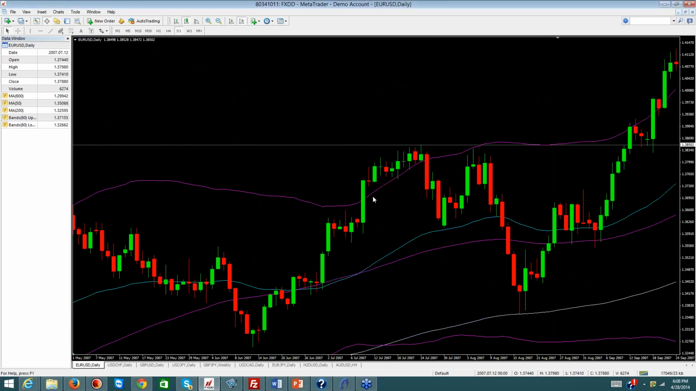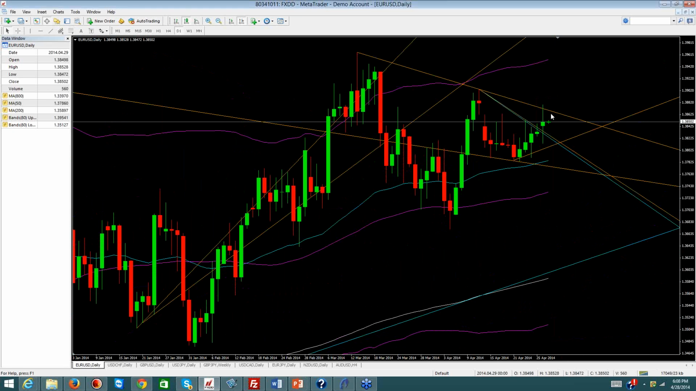On the one-hour, I'm looking at maybe a retest of 138.68 and then a sell down to 138.00, and beyond, maybe down to the 50 EMA at 137.86. So that's it for the euro dollar.